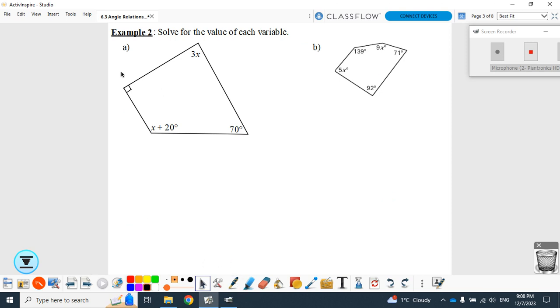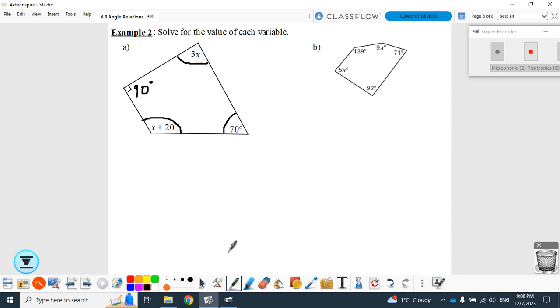So here, if we look at this first shape, how many sides does it have? 1, 2, 3, 4. It's got 4 sides. Now, we know each of these angles: I guess this is 90 degrees right there. You might already know that. We got this angle here, we got this 70 down here, and this angle up here.